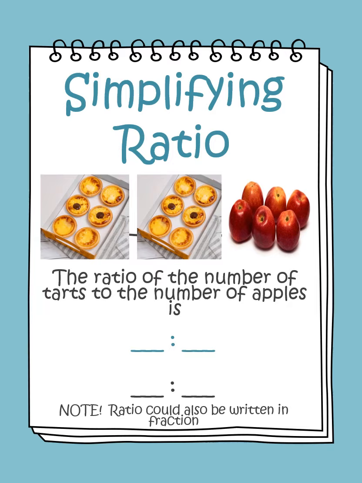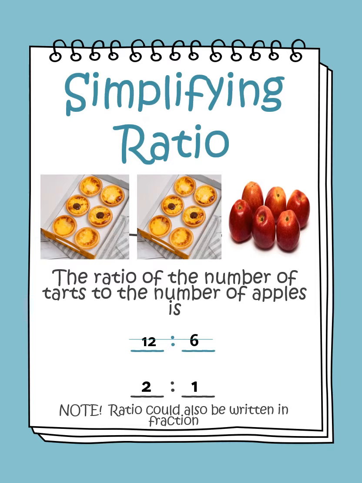Simplifying ratio. Please look at these pictures. The ratio of the number of tarts to the number of apples is. Now if you count the tarts, you'll get 12. And if you count the apples, you'll get 6 apples. Now we need to simplify it. And when we simplify, we will get 2 to 1.